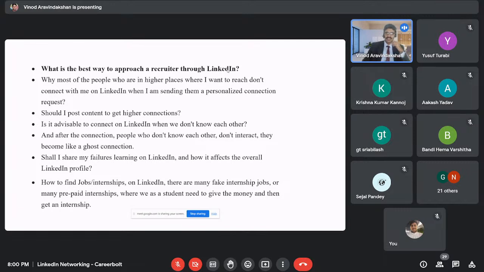Let's try answering the second question. So why do most people who are in higher positions not connect with me on LinkedIn when I send them a personalized connection request? I think the answer for that is it's not personalized enough. Spend more time creating a more personalized request. Try to see if they have some LinkedIn posts. Do they have an active presence on, say, Twitter? Have they posted content online? Read up stuff. Do they have videos on YouTube? Check up these things, right? And then ask them meaningful questions about the company. So the more you customize, the higher your chances of getting selected.